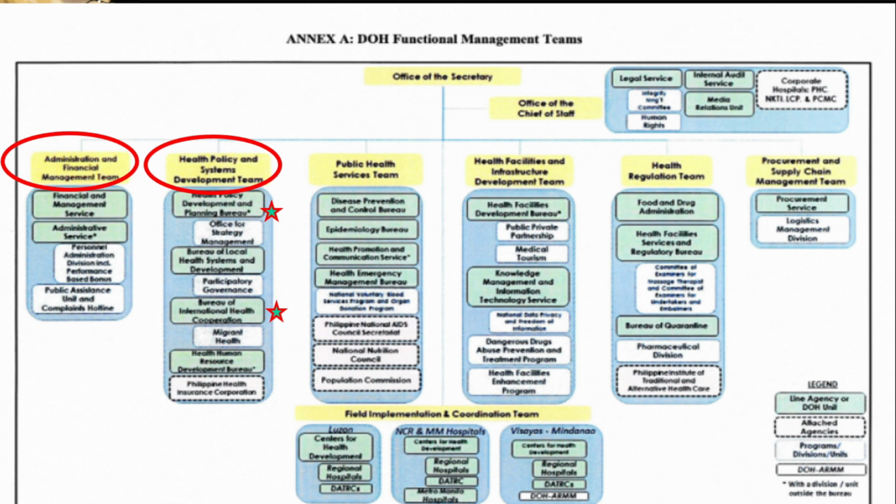USAID. For the Public Health Services team, under it are the Disease Prevention and Control Bureau. This is where the different disease prevention programs are lodged. The Epidemiology Bureau is in charge of surveillance of diseases and in charge of COVID Kaya, which releases statistics on COVID. The fourth team is the Health Facilities and Infrastructure Development Team.